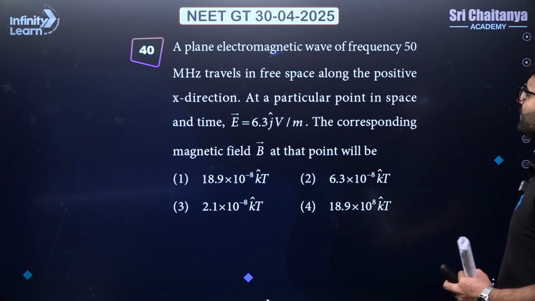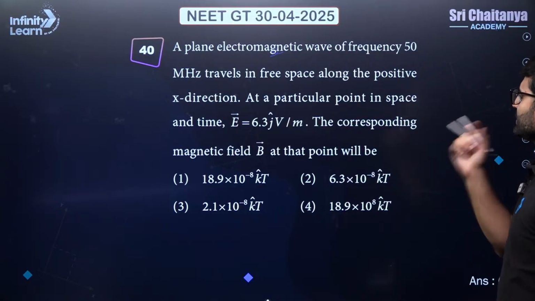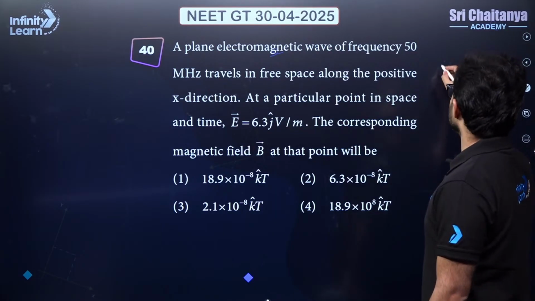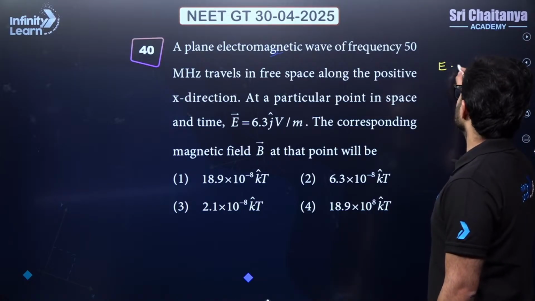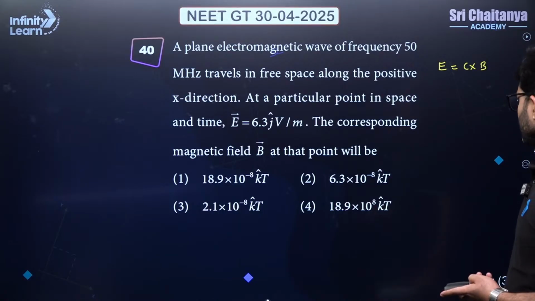A plane electromagnetic wave of frequency 50 megahertz travels in free space along the positive x direction. E is given. Again, very, very simple. You have to calculate B. So E is equal to C into B. This you have to do. I am not doing it. Very, very simple. So let's move ahead.